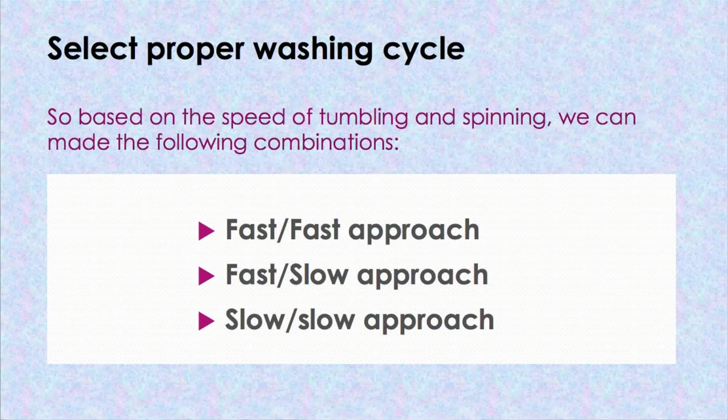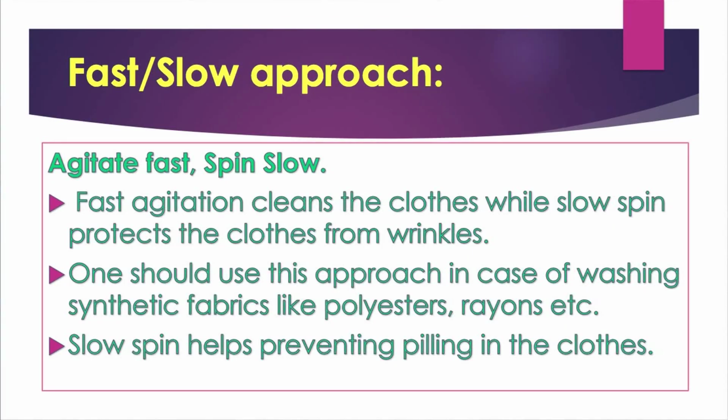Next approach is fast-slow approach. Here when I am saying fast, it is regarding the agitation, and slow means regarding the spinning. In this process, we agitate fast while providing slow speed during the spinning. Fast agitation cleans the clothes while slow spin protects the clothes from wrinkles. One should use this approach in case of washing synthetic fabrics like polyesters, rayons, etc. Slow spin helps prevent piling in the clothes.